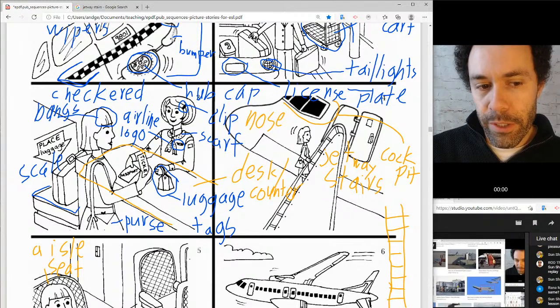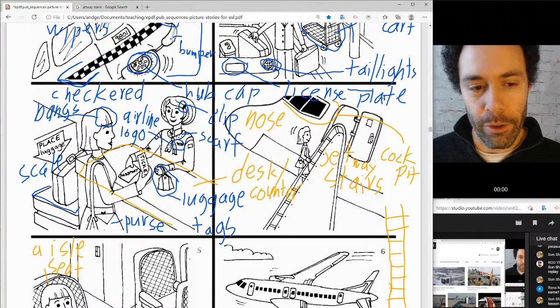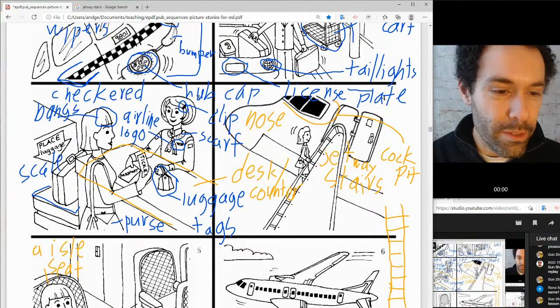Going back to the fifth picture, so again, you have your aisle seats. Usually, if you're boarding a plane, you want either an aisle seat or a window seat. I usually prefer window seats, but nothing wrong with an aisle seat.